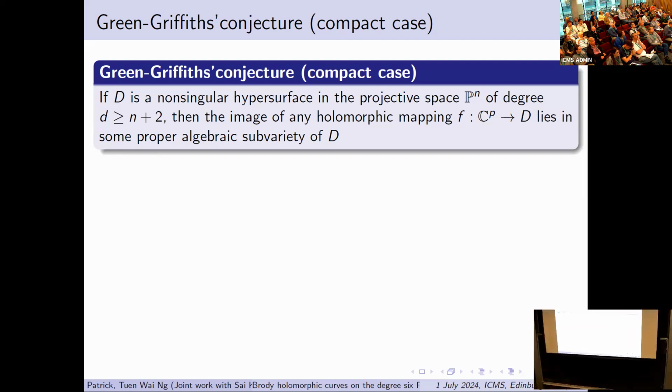So here is the so-called compact case of the Green-Griffiths conjecture, which you apply in this particular situation when you have the compact projective space Pn. Let D be a non-singular hypersurface in Pn, and assume the degree of it is greater than or equal to n plus 2. Then the conclusion would be that any holomorphic map from C into this D will lie in some proper algebraic subvariety of D. And I think this conjecture is still open.